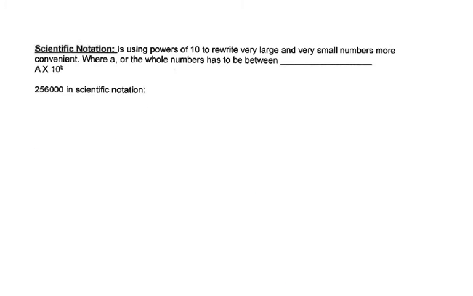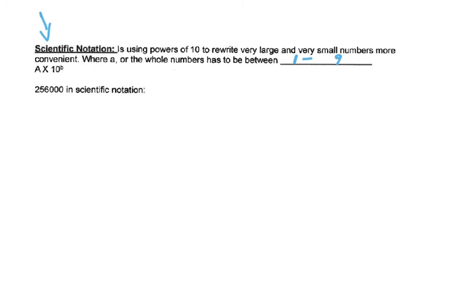Let's move on. Now, this is extremely important. You're going to use these a lot in science classes, which is scientific notation. So let's do it. Using powers of 10 to write very large or very small numbers in a more convenient way, where a, or the whole number, must be between 1 and 9. In other words, you can't write 10 to some power. It has to be 1 to 9.